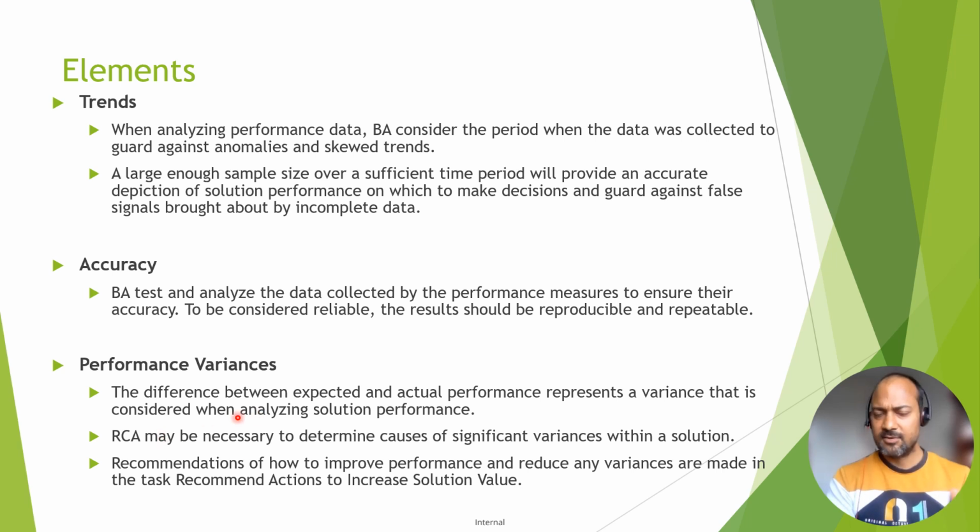Performance variances. We are identifying whatever is desired or expected, and whatever is actual that you realize once you are in a future state. That difference is a variance, right? And why is that difference there? For that, you have to do a root cause analysis, that is RCA, to determine why the significant variance is there. Based on that root cause analysis, you would arrive at a solution recommendation for improving the performance. The third point talks about this recommendation of how to improve the performance and reduce any variances.